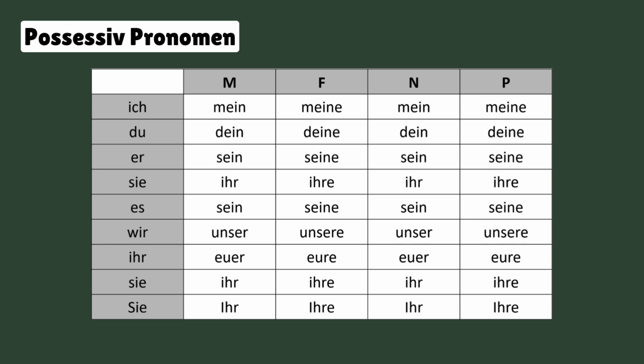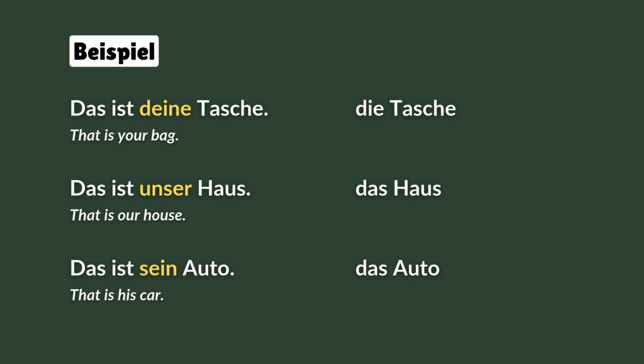Possessive Pronomen, or possessive pronouns. These are used to show possession. So, for example, my cat, my car, my mother, like that. Und Beispiel: Das ist deine Tasche. That is your bag. Das ist unser Haus. That is our house. Das ist sein Auto. That is his car.